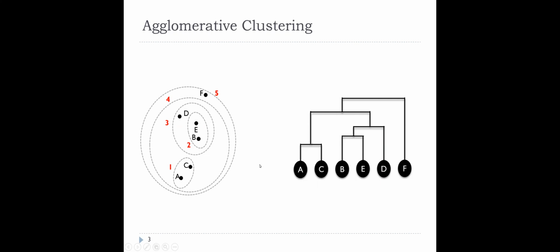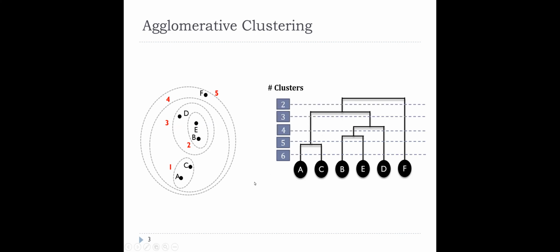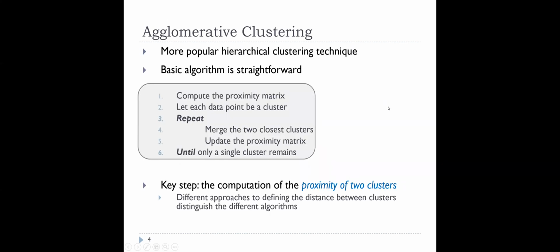This is called hierarchical clustering, bottom-up clustering. For the number of clusters, every single observation can be a cluster, so you have 6 clusters. You can also have 5, 4, 3, or 2 clusters. Hierarchical clustering is very popular, and the algorithm is very straightforward. You compute the proximity or distance matrix, treating each data point as a cluster, merge the two closest clusters, and then update the proximity matrix until only a single cluster remains.